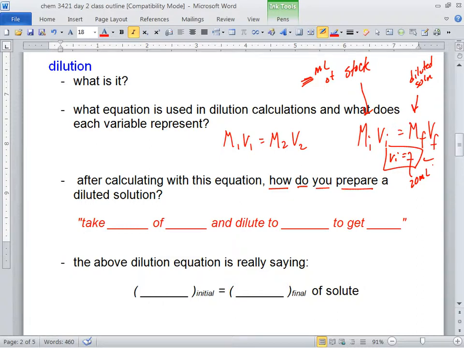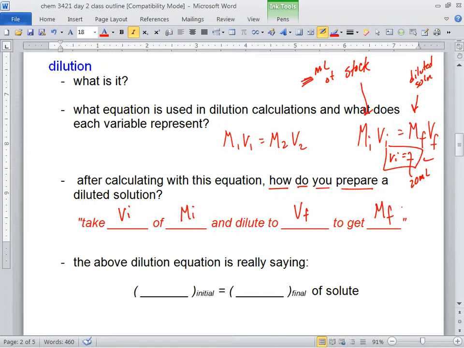Take VI of MI and dilute to VF, MF. Exactly. So when they ask you how would you prepare, just remember this little trick. Just put in the numbers for VI, MI, VF, and MF, and you're good to go. You could explain it even more deeply, but this is about as short of an answer as you can give.